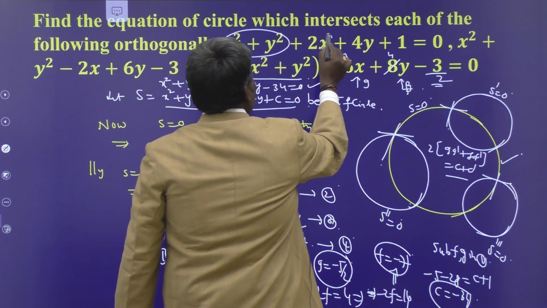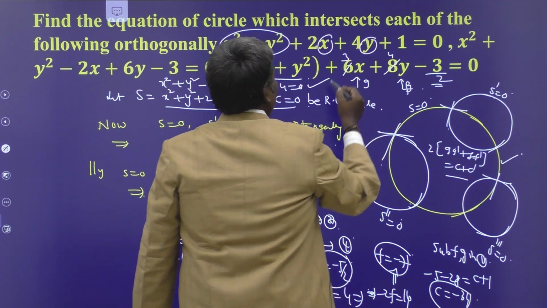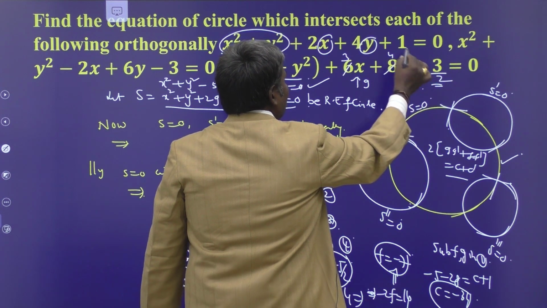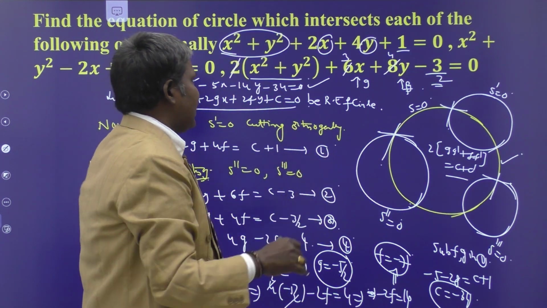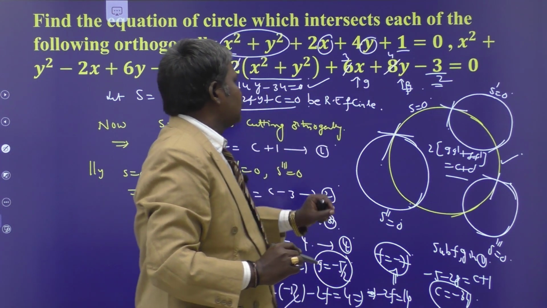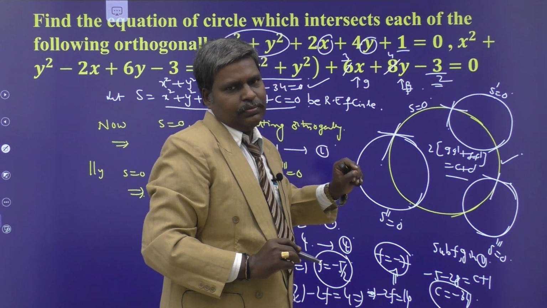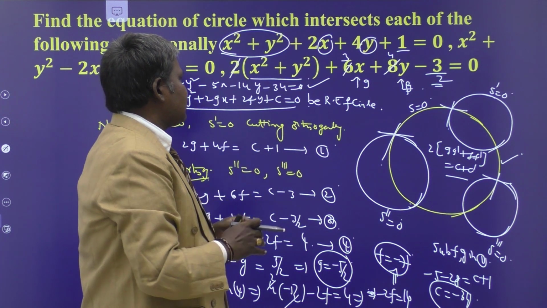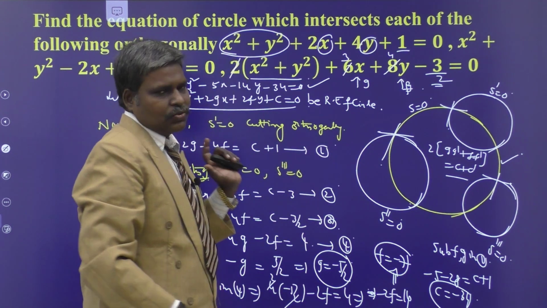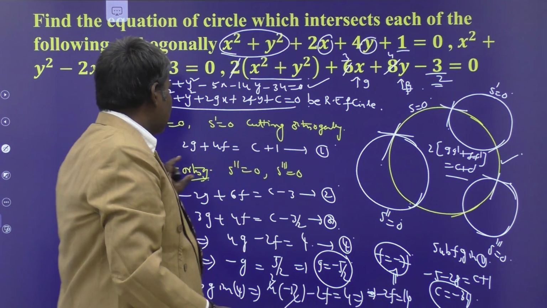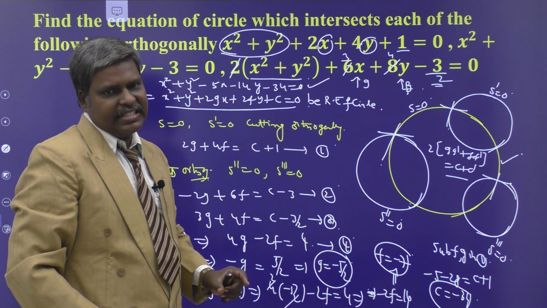Instead of x you have to write g, instead of y you have to write f, and put the equal to symbol, and on the right side you have to write c plus c dash. C dash means here 1, c dash means here minus 3 by 2. So replace x by g and replace y by f is equal to c plus constant. Leave x square plus y square. That is the shortcut to write the condition directly.